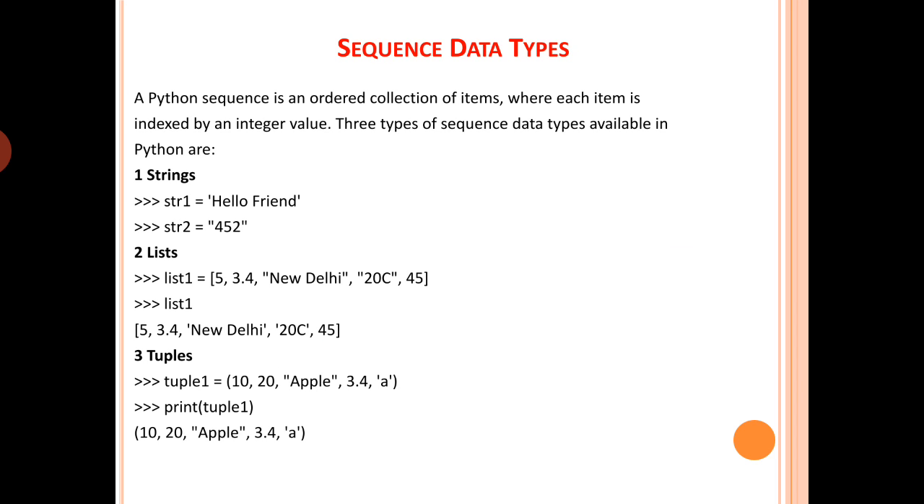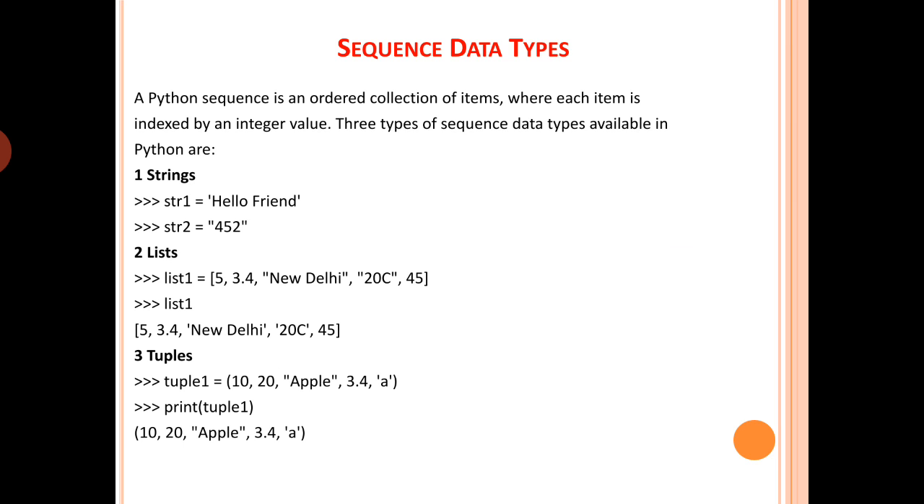Sequence data type. A Python sequence is an ordered collection of items where each item is indexed by an integer value. Three types of sequence data types available in Python are strings, lists, and tuples. Now let me explain these one by one.